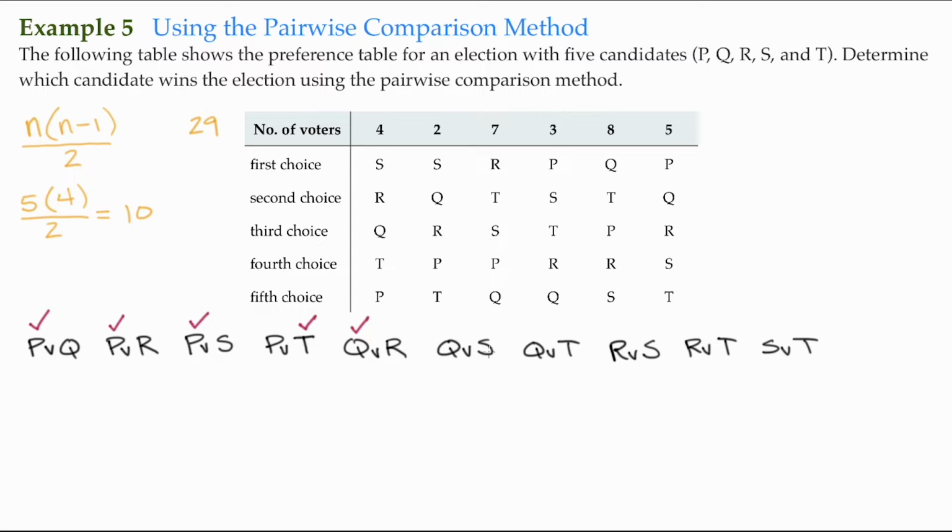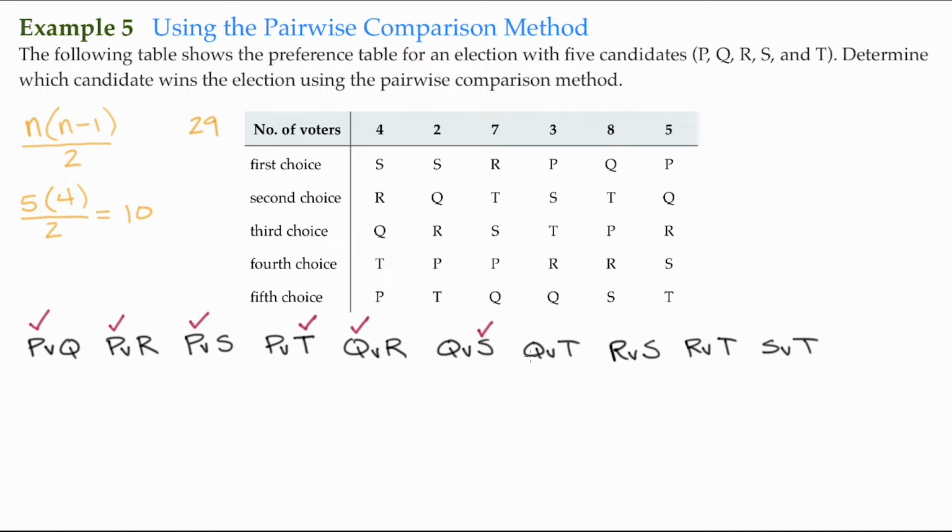We compare Q versus S. Q does not beat out S here. Does not beat out S here. Does not beat out S here. Nor here. Does here. 8. Does here. Q beats out S, so gets 8 votes here and gets 5 votes here. That's 13. That means that S got the other 16, so S wins here.